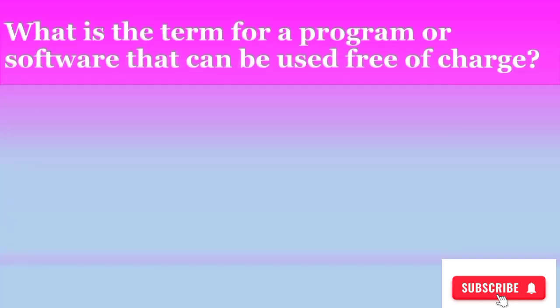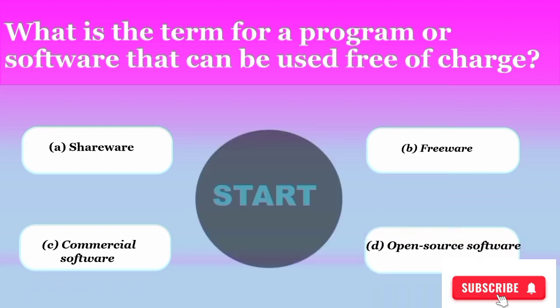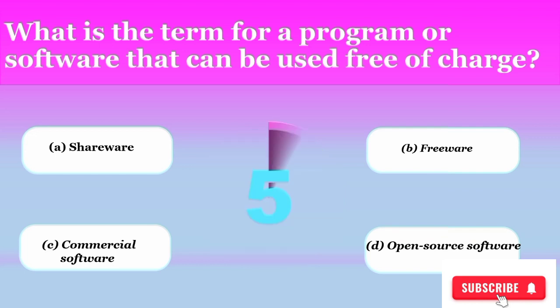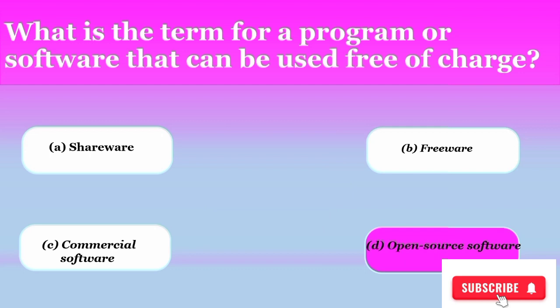What is the term for a program or software that can be used free of charge? A. Shareware. B. Freeware. C. Commercial software. D. Open source software. The correct option is option D, open source software.